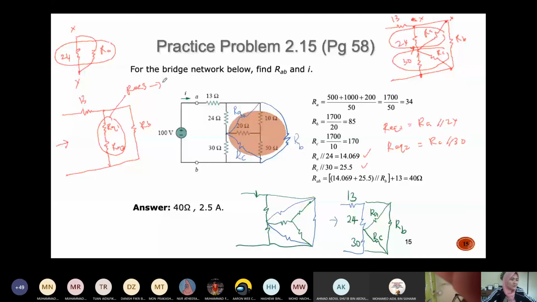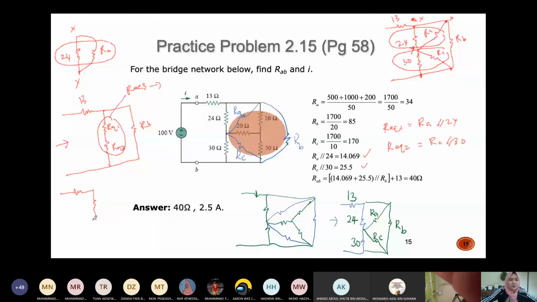Okay, thank you already. So this is what you want to know, right? The steps to find the R equivalent. Muhammad Amirul Haziq.